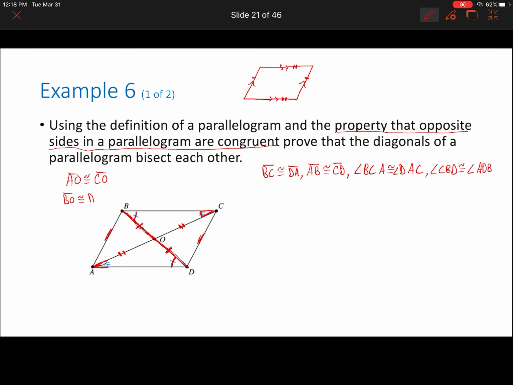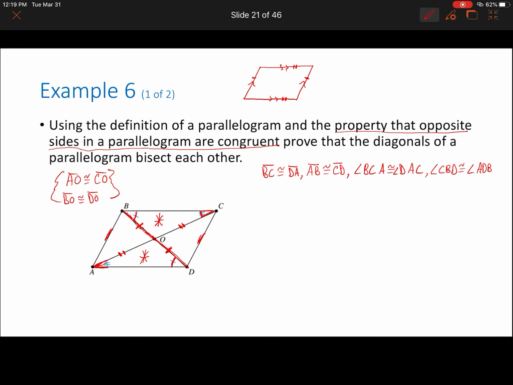And so we can stop at this point and ask, do we know enough to show that, because what we're trying to show is that AO, that segment, is congruent to CO. And we're also trying to show that BO is congruent to DO. This is our goal. We're trying to show that this is true. So do we have enough information to do that?